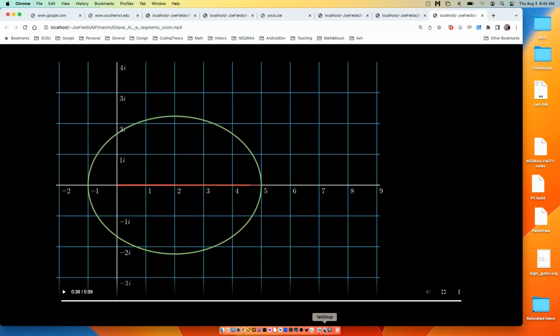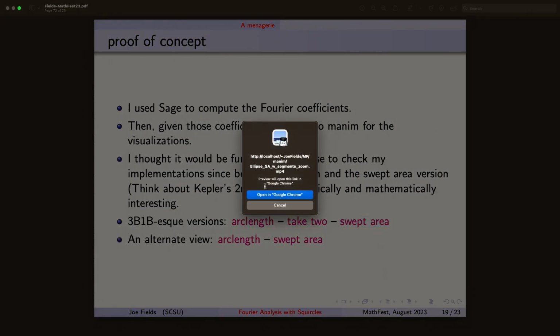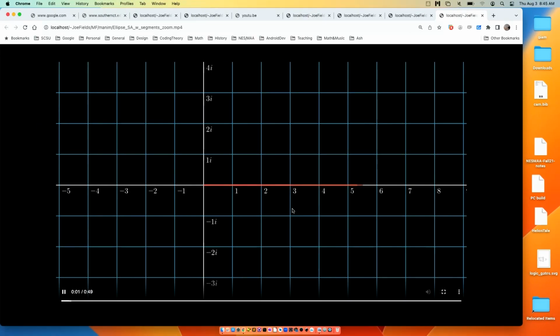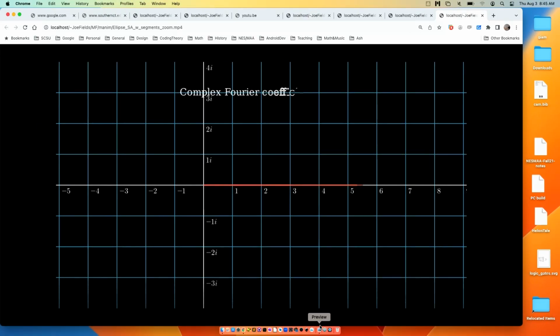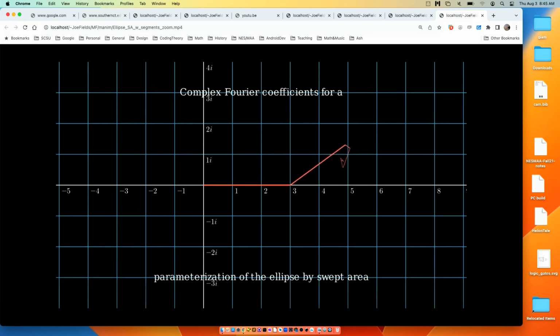All right. I've got to show you swept area for the ellipse just because it's really cool. I'm going to probably have to truncate some of this because of time restrictions, but the way this thing unwinds is really awesome.